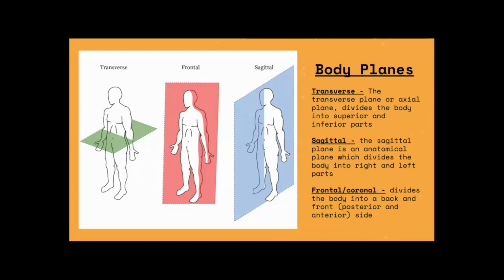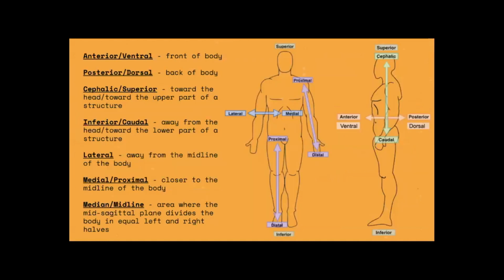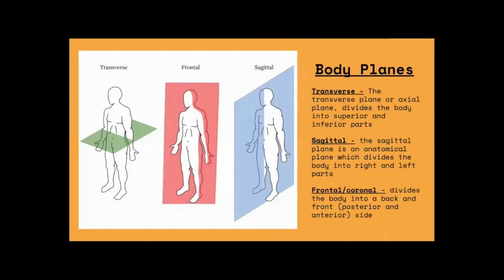And next we have the frontal and coronal plane, which divides the body into a back and front part, posterior and anterior. So if we were to say where our spine was, where would we say it would be? Would it be in the anterior part of our body or the posterior part of our body? Let me go back to our definitions. Would it be the anterior or posterior? It would be in the posterior part of the back of our body. Okay, sounds good. It looks like you guys got that down.